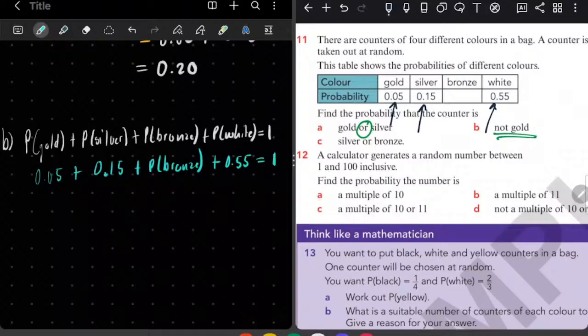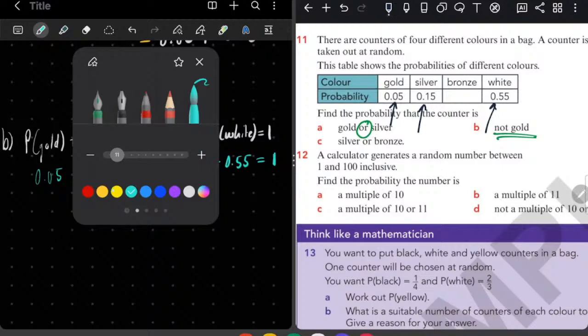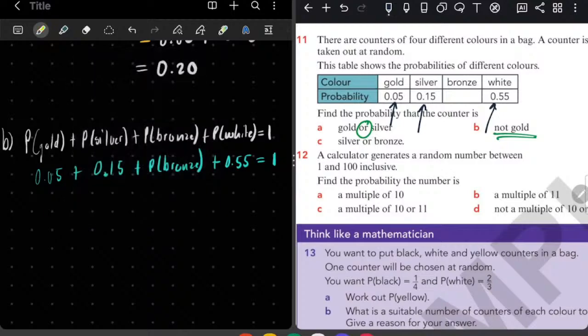Are you seeing this, Vic? Are you seeing it also? Okay, where is Vic now? Write with me to now say probability of bronze. Probability of bronze is going to be equal to first add the other ones. What's 0.05 plus 0.15 plus 0.55? What do you get?